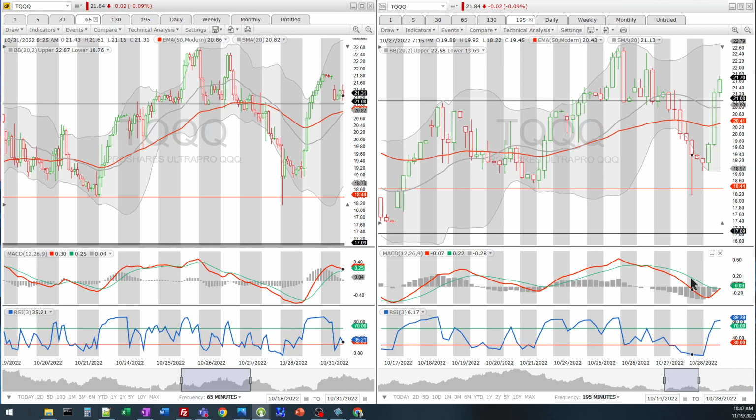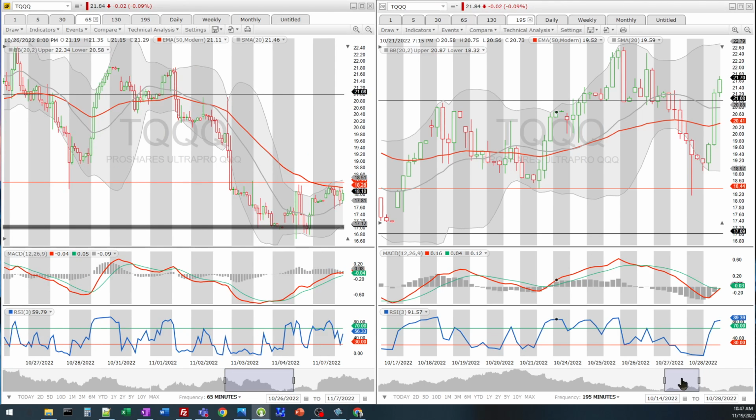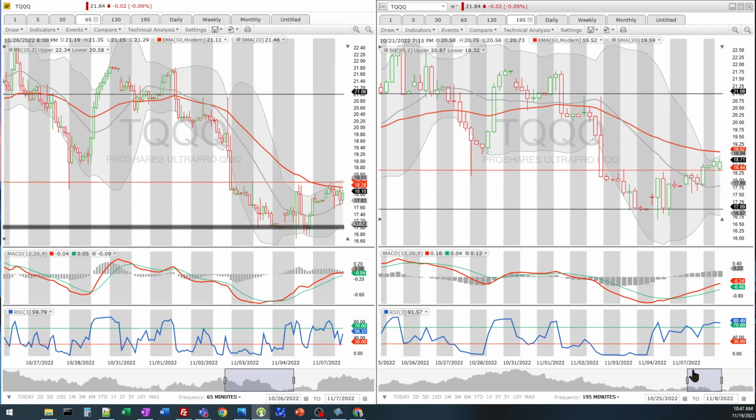Okay? So, yeah, that's why I wanted to rewind a little bit. I wanted to show you how I can tell it's topping. You're starting to see bearish divergences in either RSI or the MACD or both. If both of them tell you that you need to get out, you have all systems clear to get out. Okay? All right. Let's keep on going here.